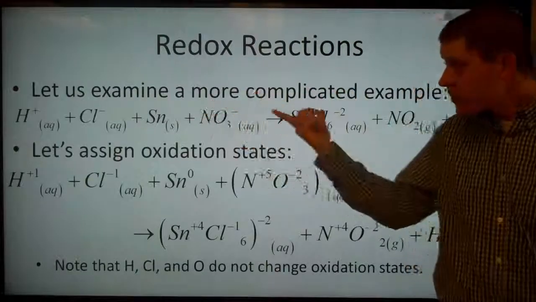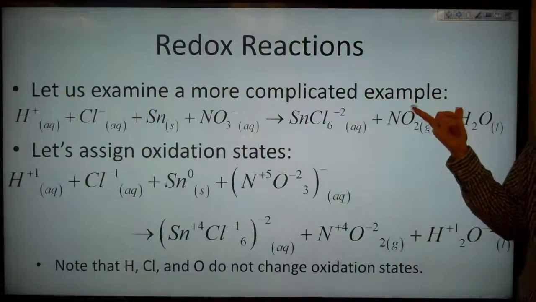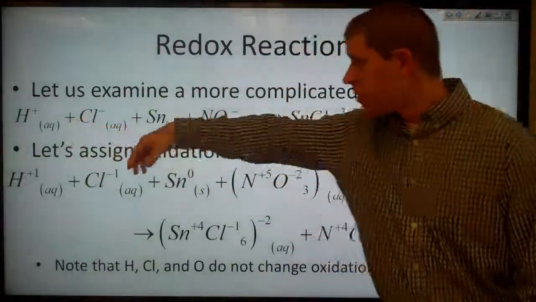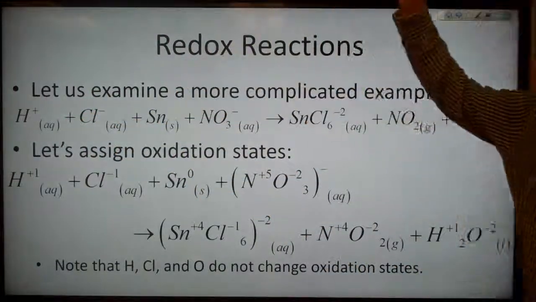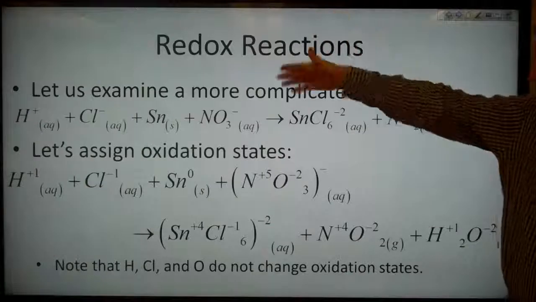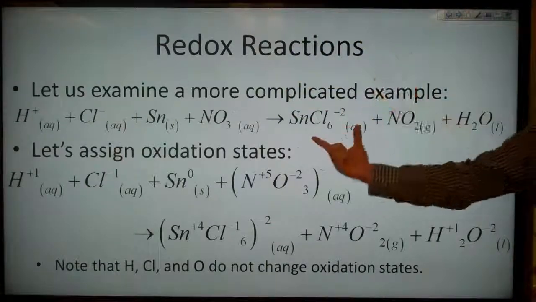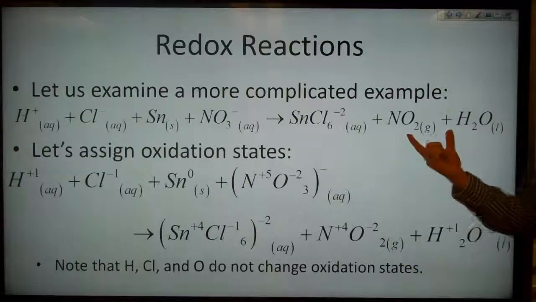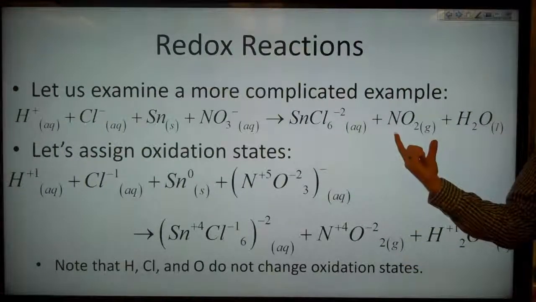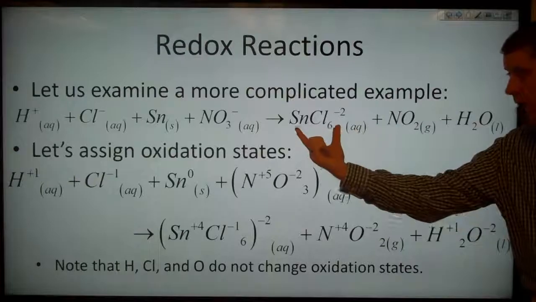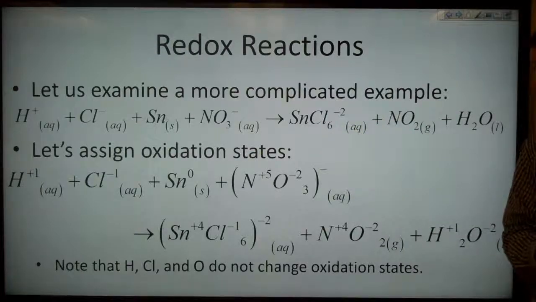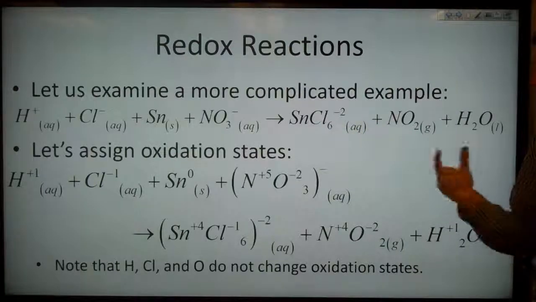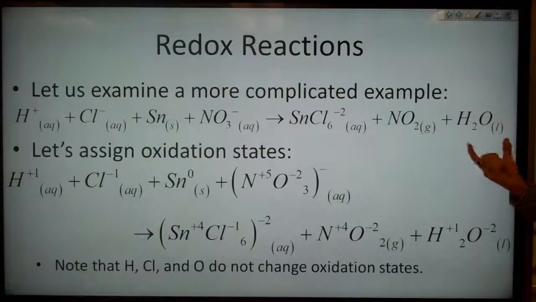So let's examine a more complicated example. Here we have hydrogen plus chloride plus solid tin plus nitrate react to yield tin chloride, plus, the tin here has an oxidation state of +4, by the way, plus NO2, nitrogen dioxide, plus water, H2O.